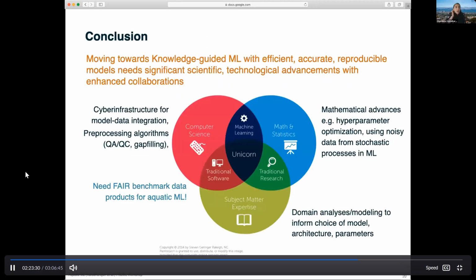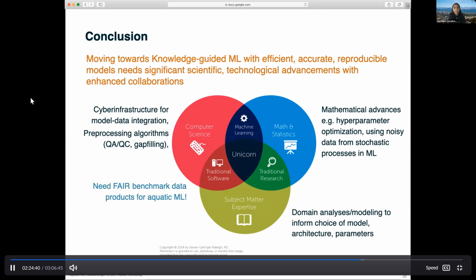To conclude, the key take-home message is that knowledge-guided machine learning is this unicorn space shown in this Venn diagram. It's the confluence of math, computer science, and domain science. In our projects, what we've done is to try to match up mathematical advances such as the hyperparameter optimization with some computational advances such as cyber infrastructure for model data integration and data pre-processing with the domain analysis to help inform the choice of model architecture and parameters.